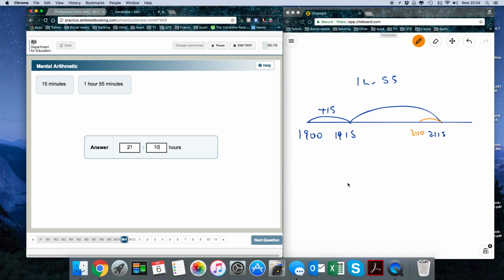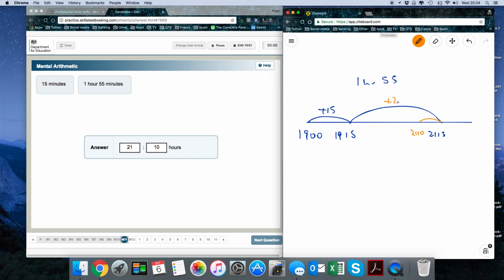Okay, so simple timelines for these are really, really useful, really important. I've added on 15 minutes, but 1 hour 55 is so close to 2 hours that what I did is I added on 2 hours, but it's not quite 2 hours, so I then subtracted 5 minutes to get back to this orange 2110.